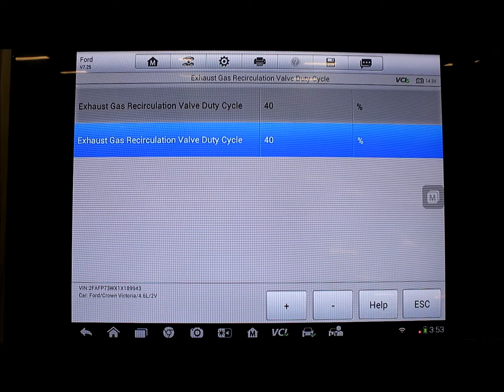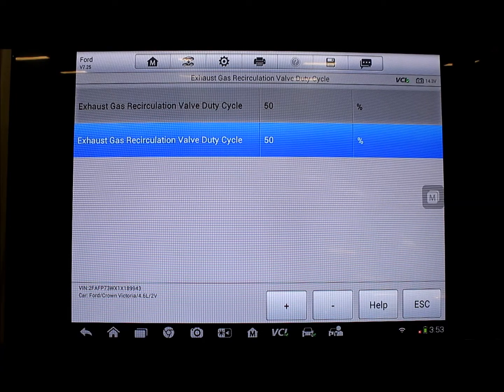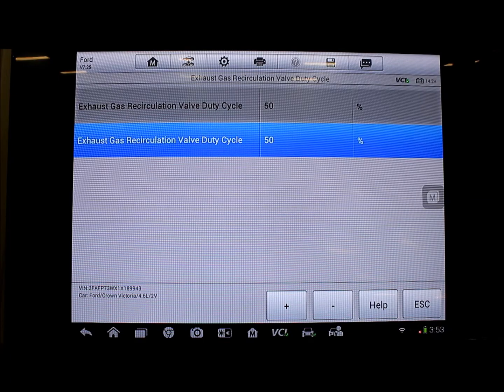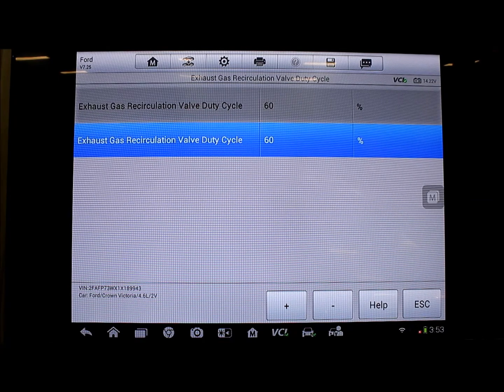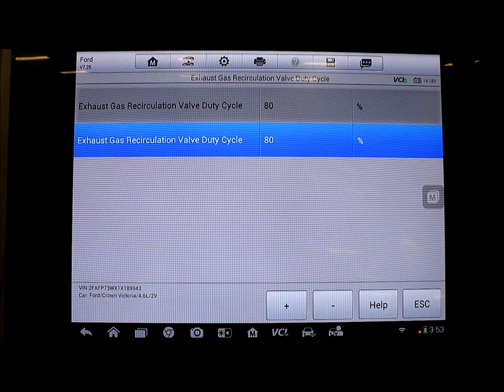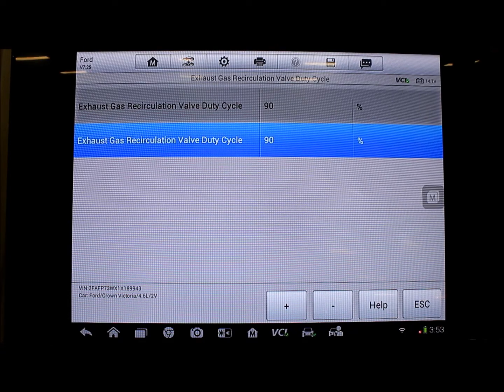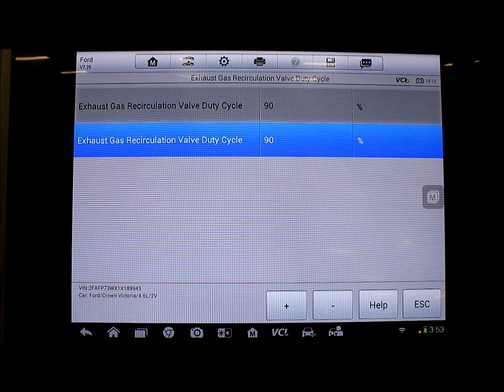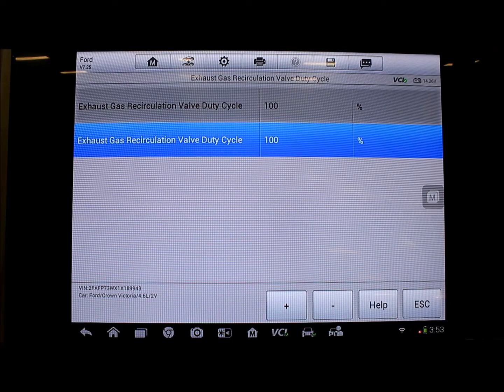Okay, I'm starting to hear a little roughness in the engine at 40%. Even more so at 50. 60, it's idling pretty rough. Well, surprisingly, it's able to handle 90%. Even 100%, but it is not running well.